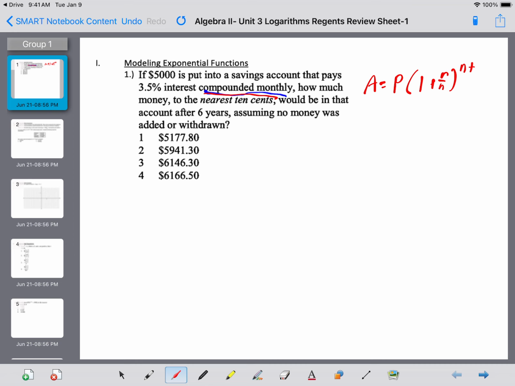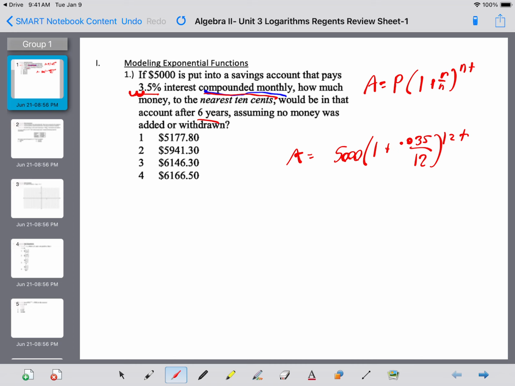5,000 is put into the savings account, so that's your principal value. The rate is, we want to see that percentage of interest as a rate, so we're going to move the decimal over to the left two. And it's compounded monthly, so we know that the n is 12. And now we have a formula. It says how much money to the nearest 10 cents would be in that account after 6 years.